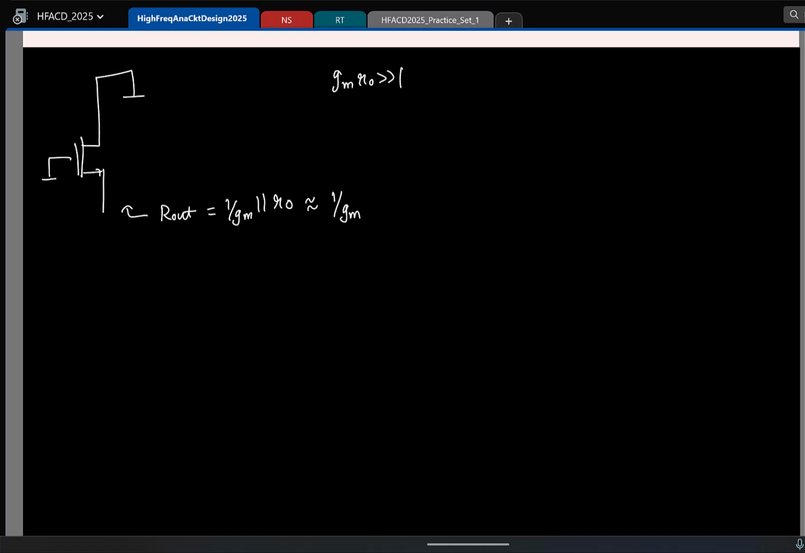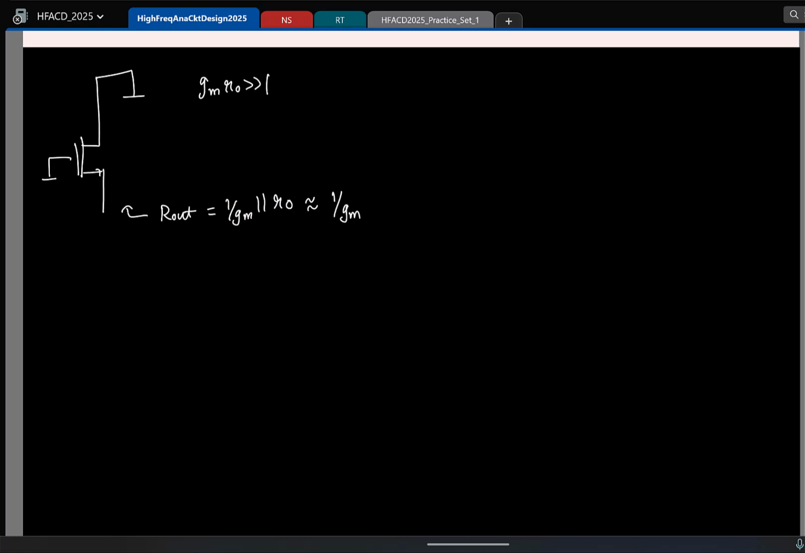So it follows. Now remember that even if this transistor is biased in the linear region, the looking-in resistance is still this 1 by Gm parallel R0. The only thing that changes is the values of Gm and R0. Okay.